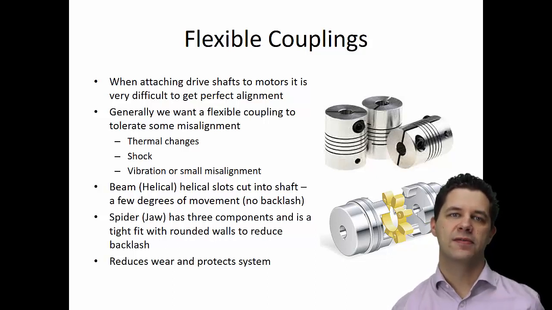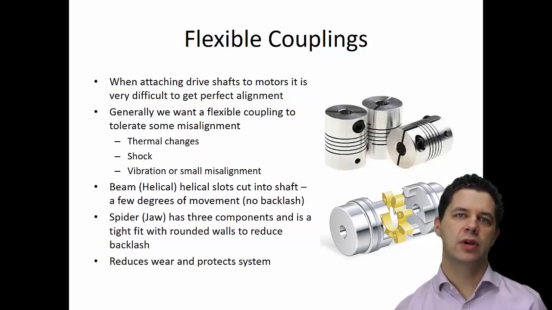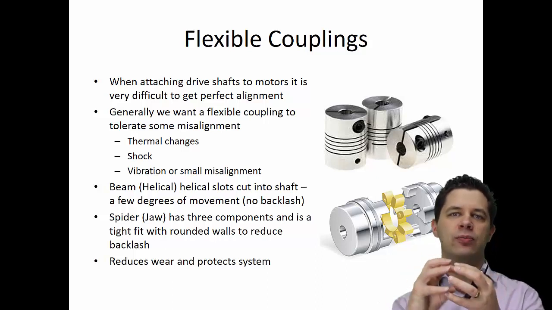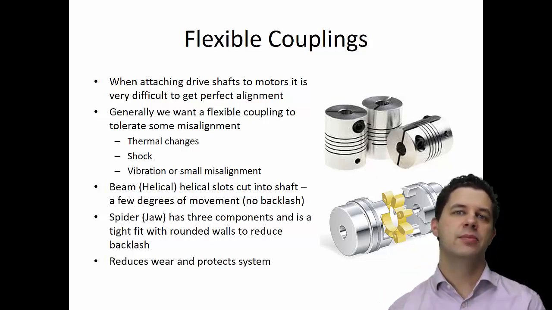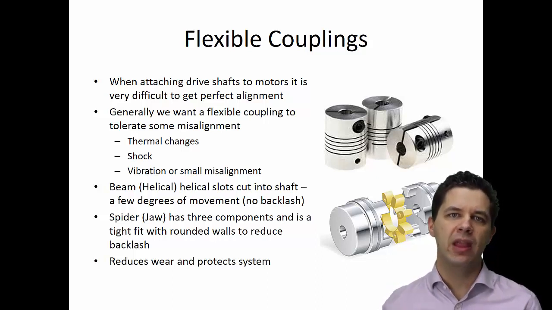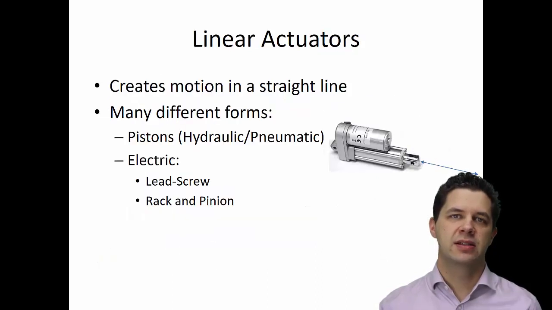So they're essentially rigid around the direction that we're turning, but then they'll allow us to flex a couple of degrees off center. We also have spider ones, which are also called jaw flexible couplings. And they've got three different components, and they're essentially a tight fit with some rounded walls to reduce backlash. They're pretty low backlash, but allow a little bit of movement around so that if it's slightly misaligned, we'll still be able to use it and transfer the power across the coupling. These sort of systems will reduce wear for us and also protect our system from stalling and things like that when we're slightly misaligned. So very, very useful to use in a practical sense.